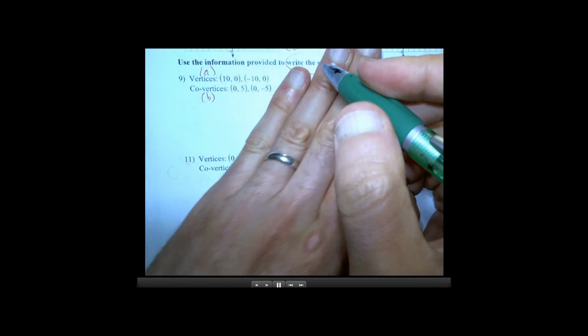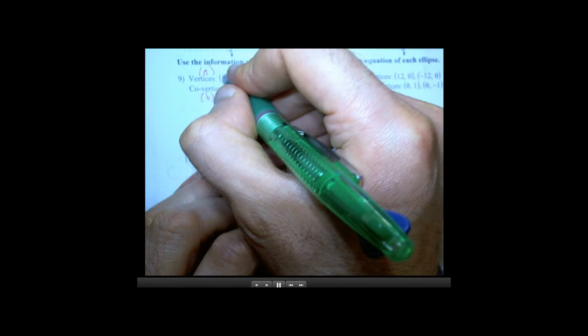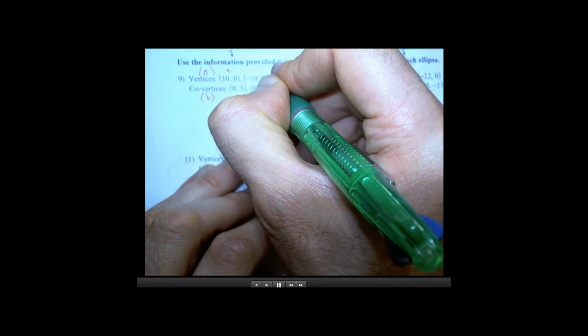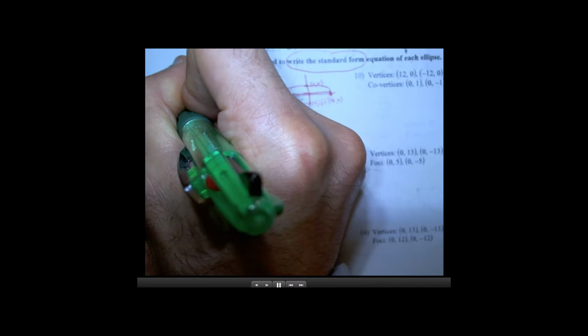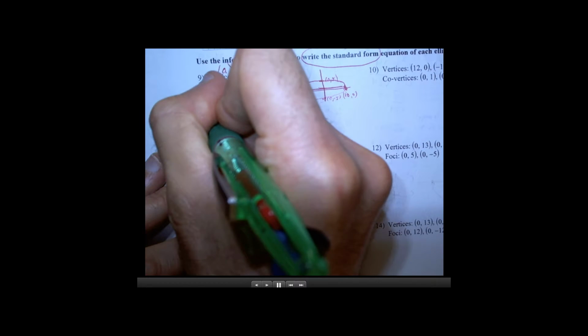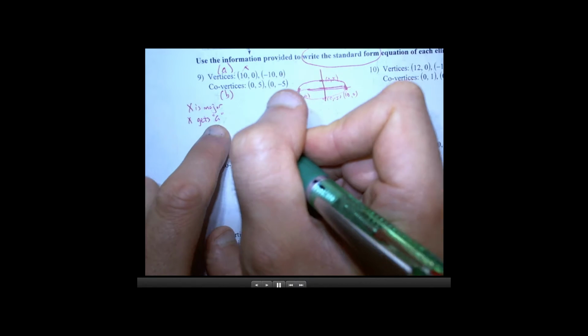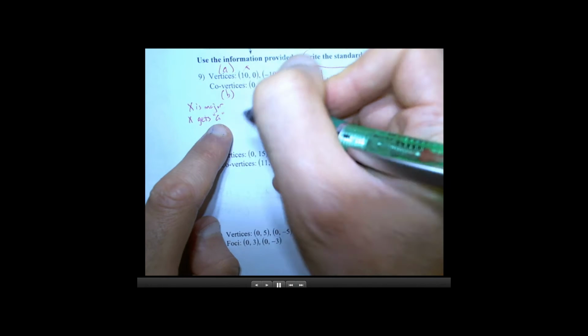But you don't need this. In fact, I never draw it like this. You just say, all right, who is involved here with the vertices? Oh, it's my X. Notice that there's nothing involved in Y. Y is just 0. So X is my major axis. Let's write that. X is the major axis, which means that X gets the A. Well, we'll say A squared, really. X gets the A squared.